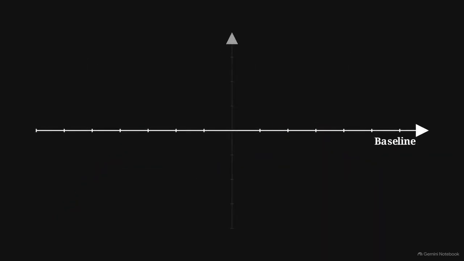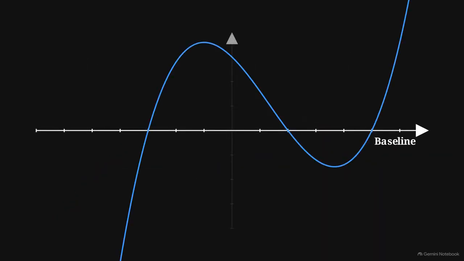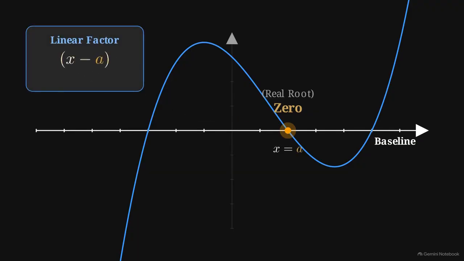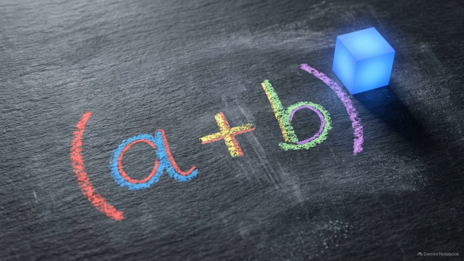In algebra, an x-intercept is called a 0. It is a real root where the function's output hits the baseline. When we find a 0 at a coordinate like x equals a, we know the polynomial contains a factor of x minus a. The complexity comes from the multiplicity, the power or exponent attached to that factor.